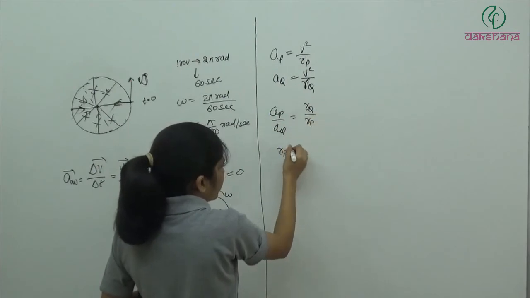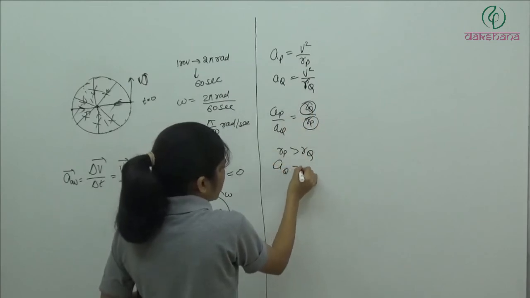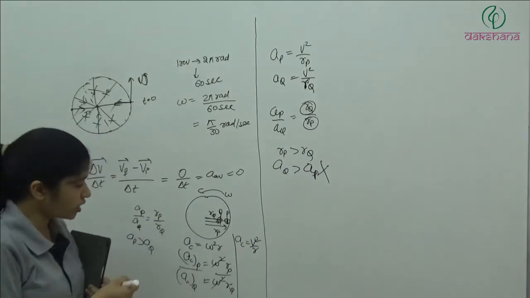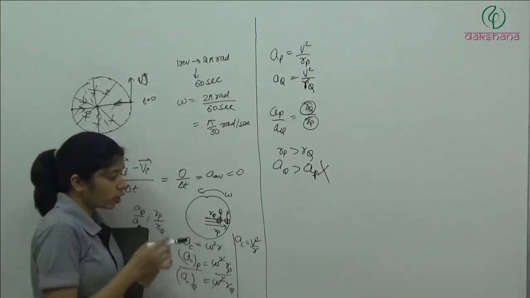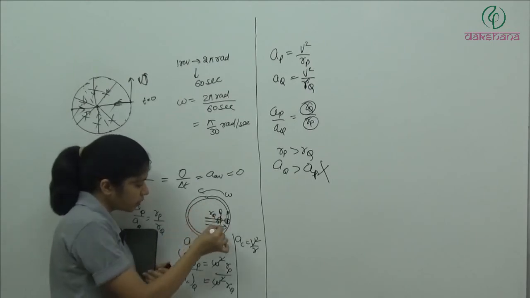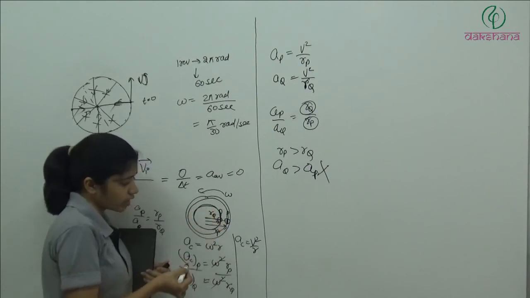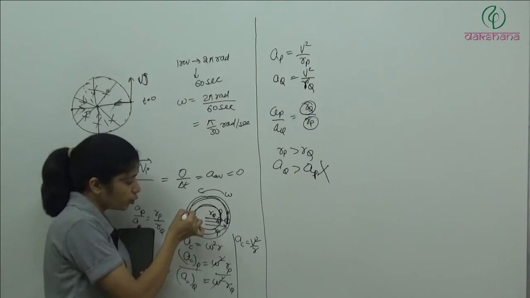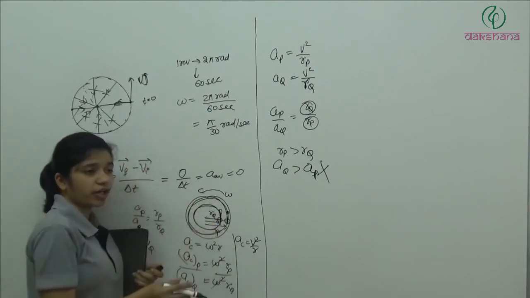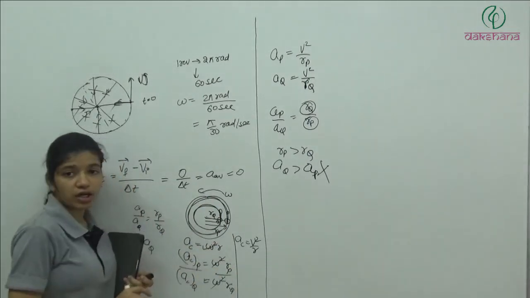So RP is greater than RQ. It means AQ is greater than AP. And this is wrong. Now velocities of P and Q are not same. You can see in the same time P is completing this circle and Q is completing this circle. So the distance which Q is covering is smaller, the distance which P is covering is bigger. But the angle which Q and P are covering are same for both. That's why angular velocities are same but linear velocities are not same.